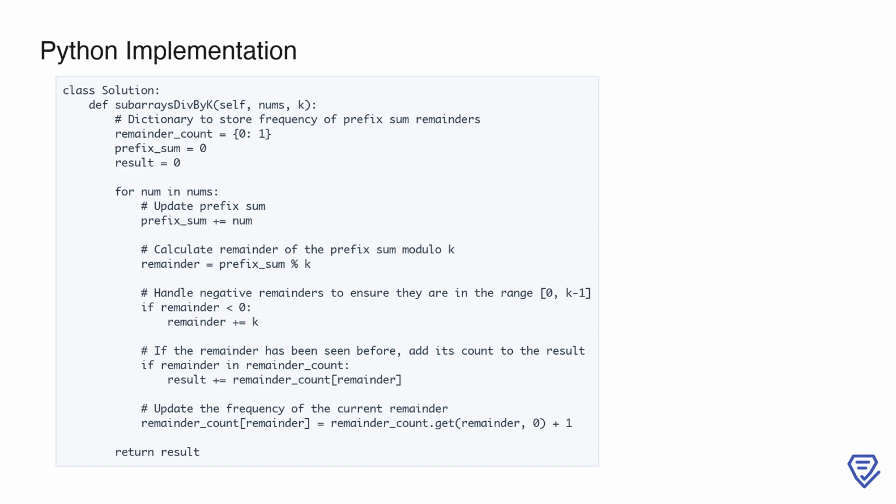The function then iterates through each number in the input array. For each number, it updates the prefix sum and calculates its remainder modulo k. If the remainder is negative, it is adjusted to be within the range 0 to k-1 by adding k. Next, the function checks if the current remainder has been seen before in the remainder_count dictionary. If it has, this means there exists a previous prefix sum with the same remainder, and the subarray between these two prefix sums is divisible by k. The count of such remainders is added to the result. Finally, the frequency of the current remainder is updated in the dictionary to reflect its occurrence.